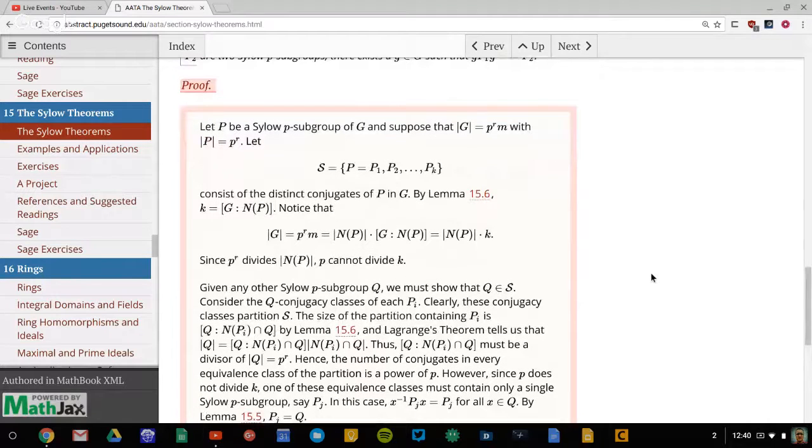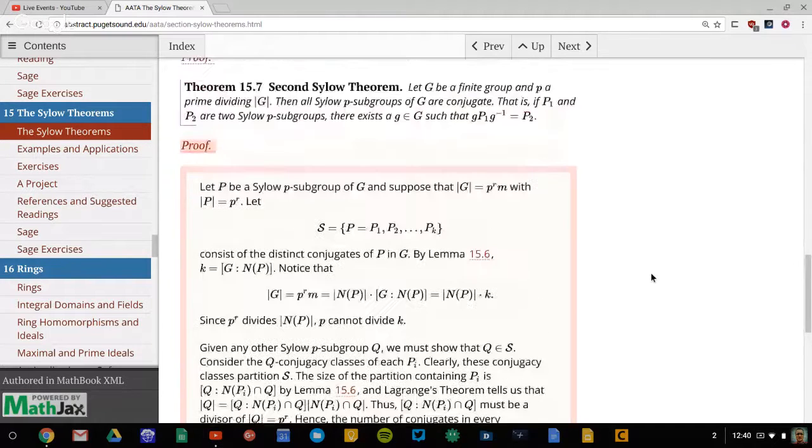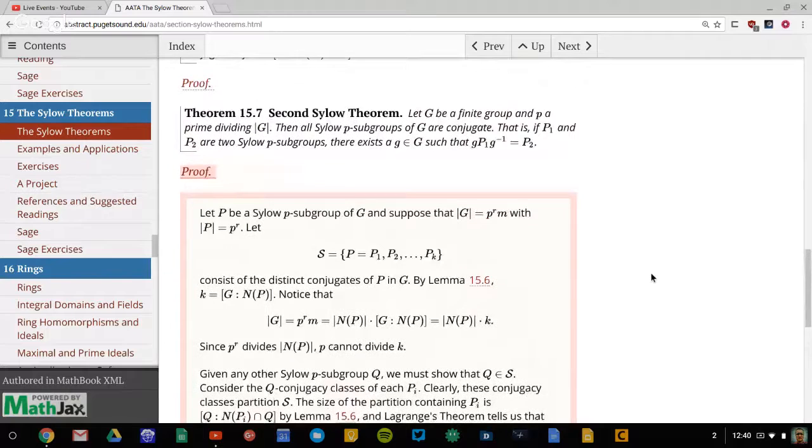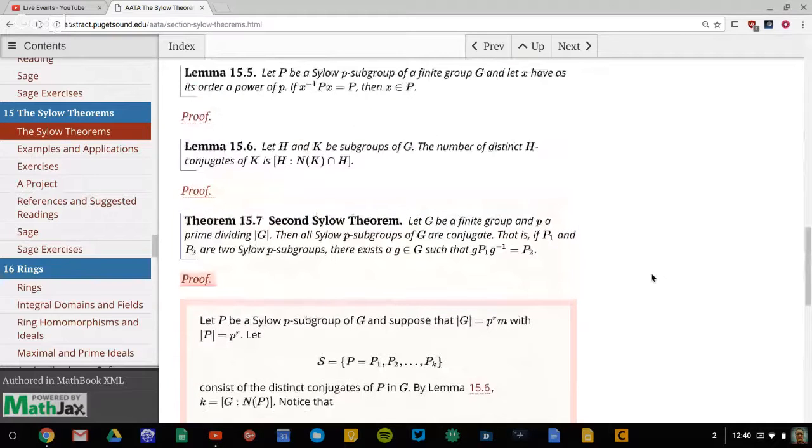Now, how many of those conjugates are there? Well, the lemma we just proved addresses that. It tells you how many conjugates there are of a particular subgroup when you act on it with elements from the group. It's to do with this index. So we're going to apply 15.16 here, where the choice of H is actually G itself.